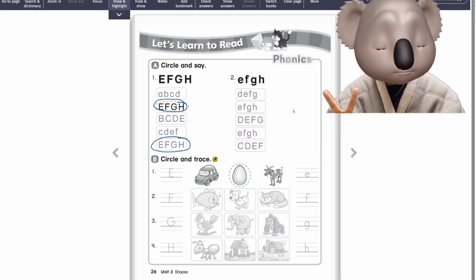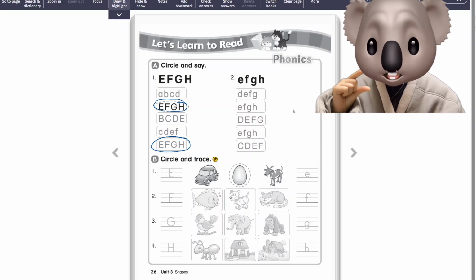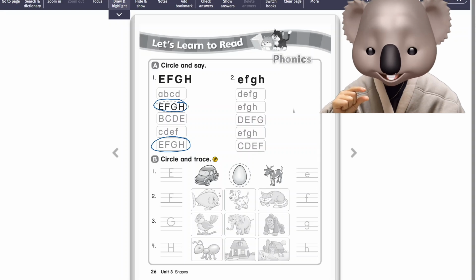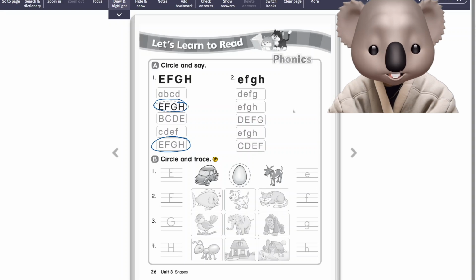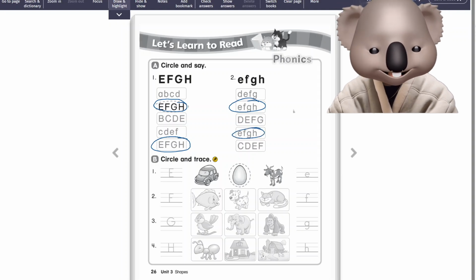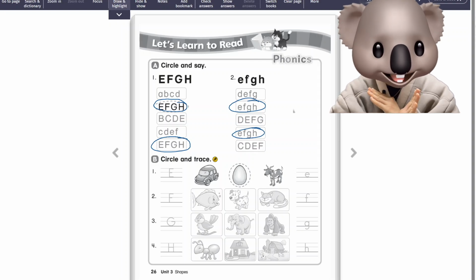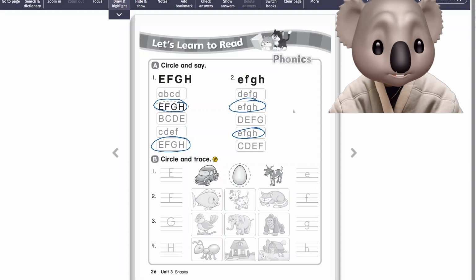In number 2, we have E, F, G, H, but lowercase, 소문자, little letters. Ready? D, E, F, G. E, F, G, H. Circle. Now we have D, E, F, G. E, F, G, H. Circle. And last, C, D, E, F. Bang. Great job. Let's go to part B.